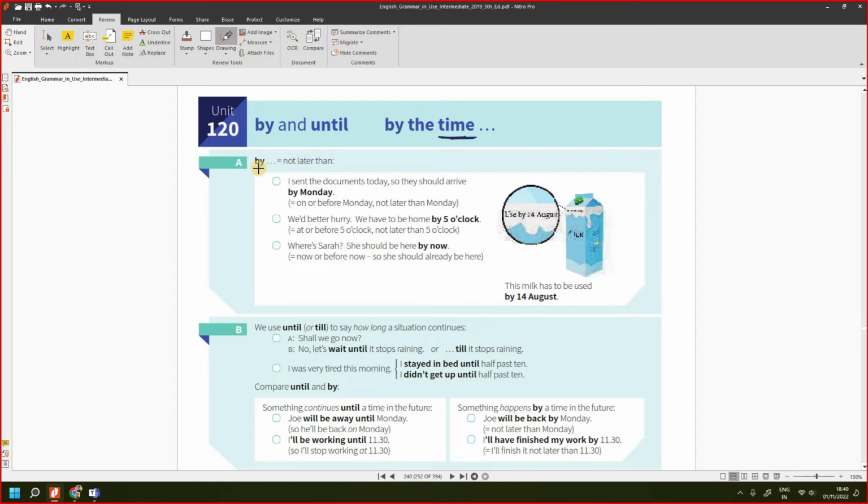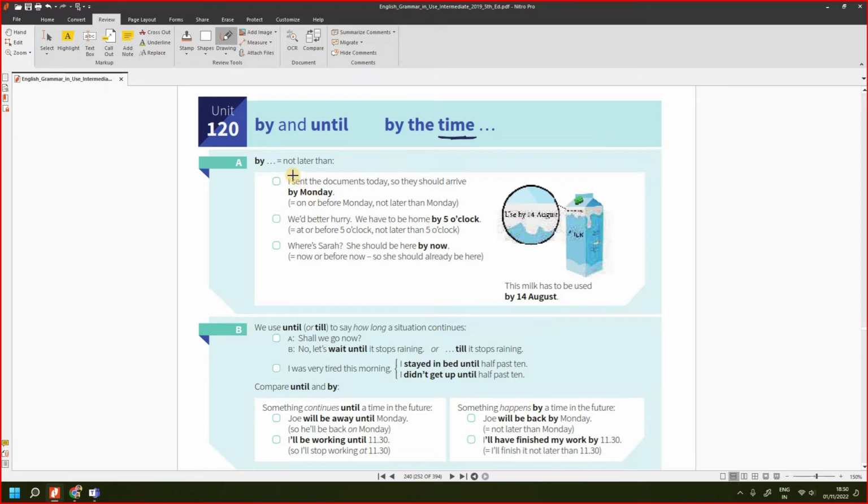That means it is referring to a particular deadline. I need my assignment by Tuesday, or I need my work to be completed by Saturday, something like that. So by is not later than that time. Here you see an example: I sent the documents today, so they should arrive by Monday. So, not later than Monday. By Monday it should have arrived.